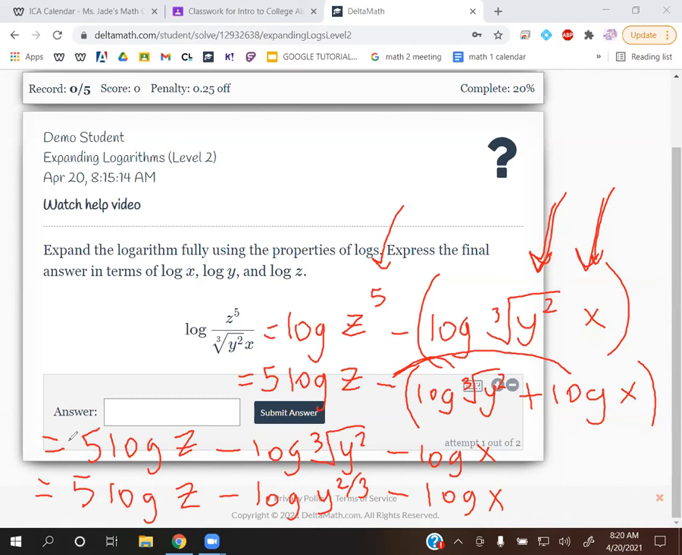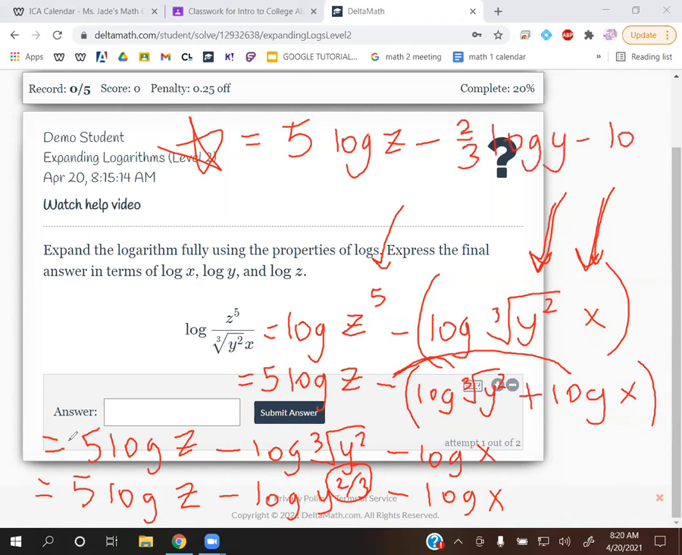Now that we did that, I'm going to write my final answer up over here at the top because I obviously don't have space. So 5 log z, and then minus, this exponent that I just circled gets to be moved to the front, so minus 2/3 log y, and then finally just minus log x. And so this would be our final answer. Let me pause the recording and see if you guys have any questions.